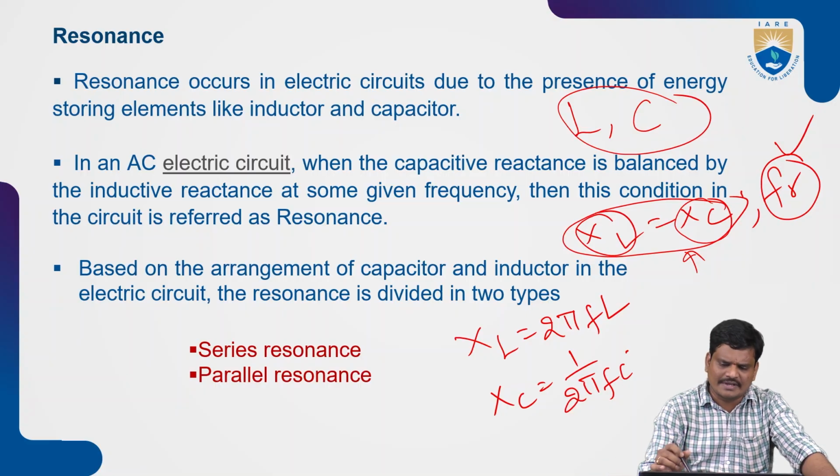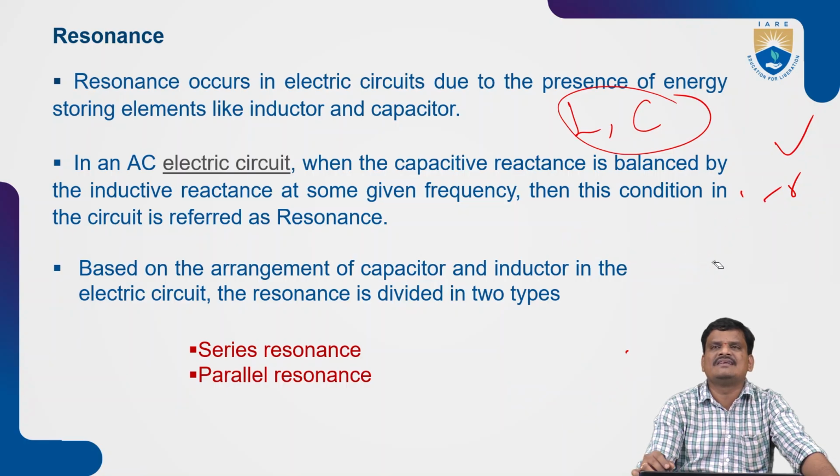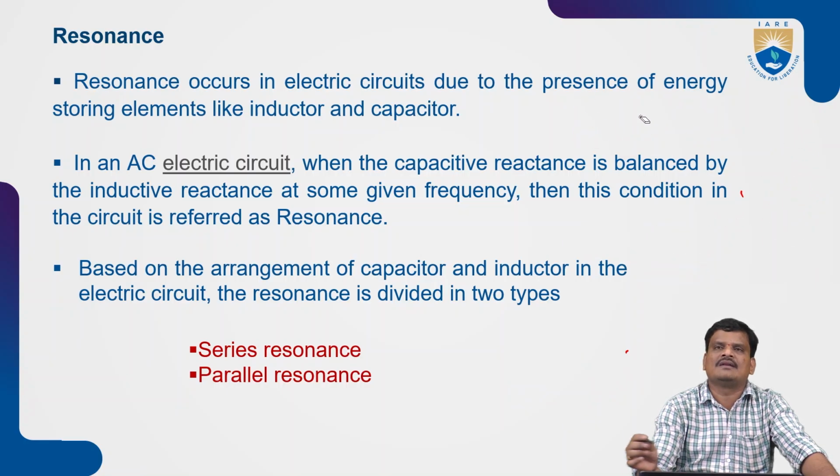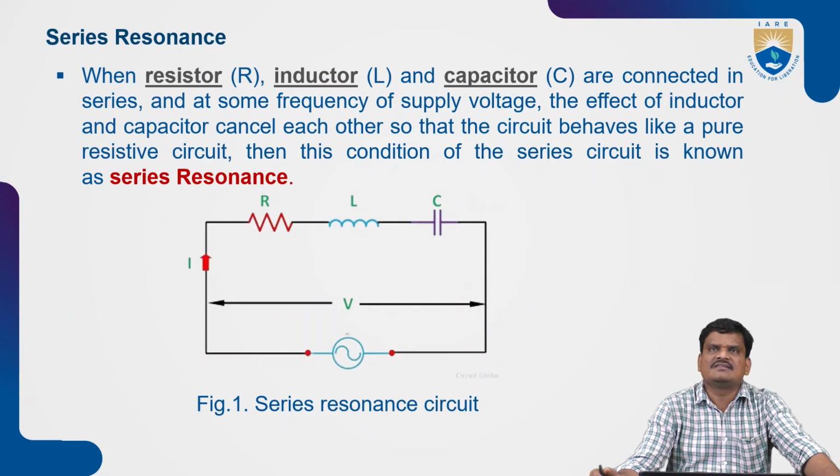Depending upon the connection of those energy storage elements in a particular circuit, resonance is classified into two types. The first one is series resonance, and the second one is parallel resonance. We will come across what series resonance is in today's class.